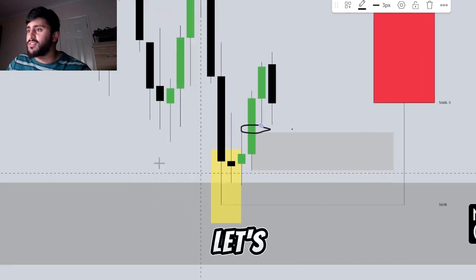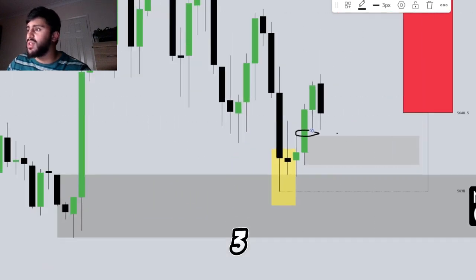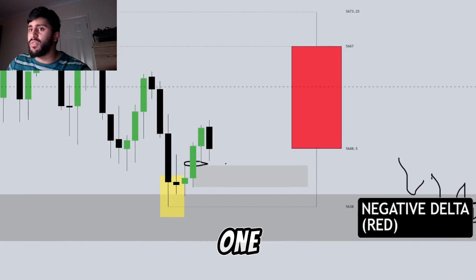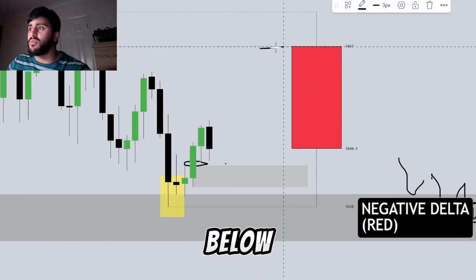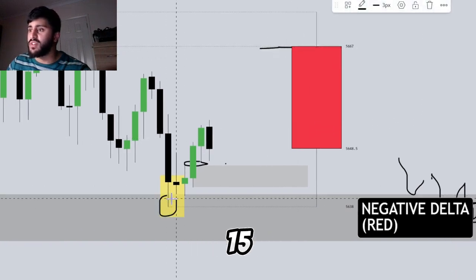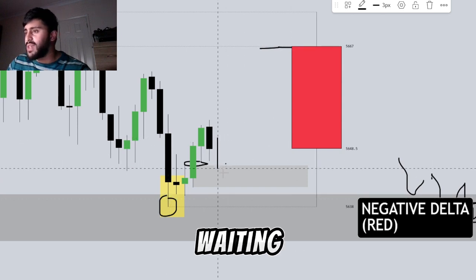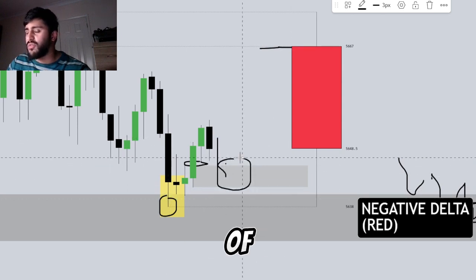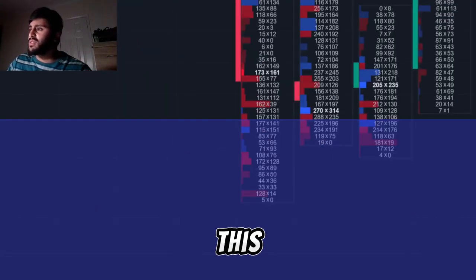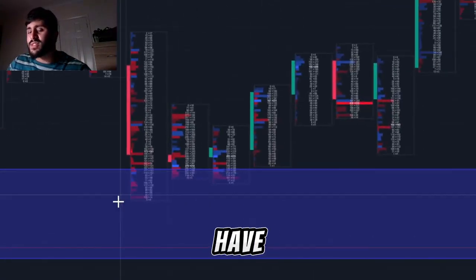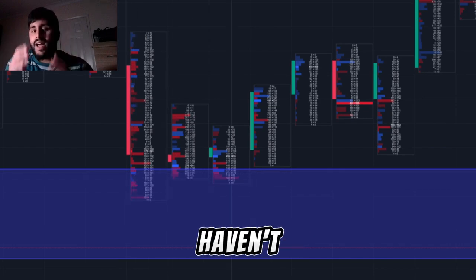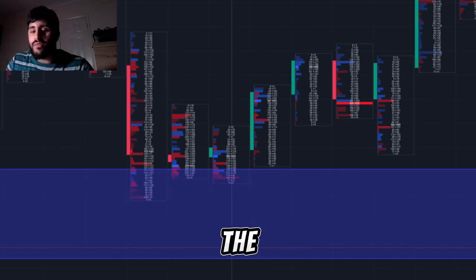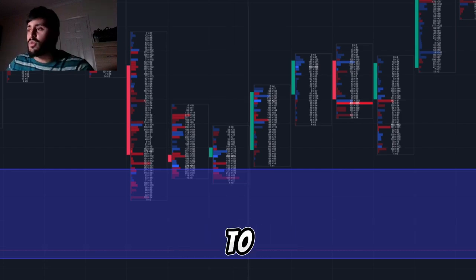So notice how from here, let's break this down again using the power of 3. The power of 3 shows us that we're below the 10 a.m. Eastern. We've rejected a 15-minute fair value gap, and now we're waiting for a further rejection of this 5-minute fair value gap, sorry. So let's break this down from the order flow. Notice how we have a ton of aggressive sellers, but they haven't been rewarded at the fair value gap, right? This is super important to understand.